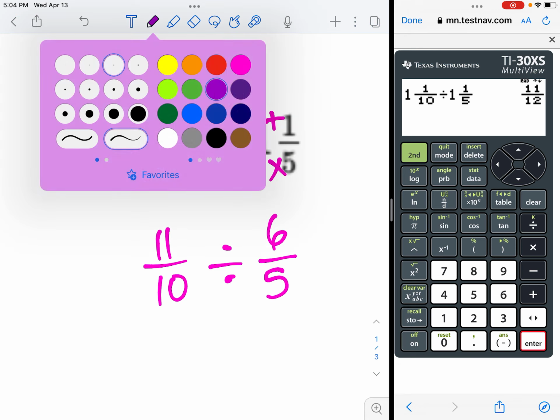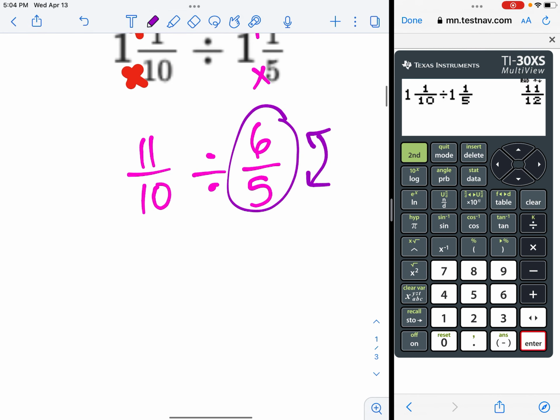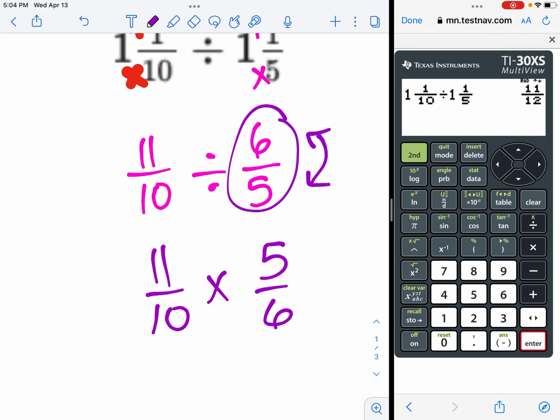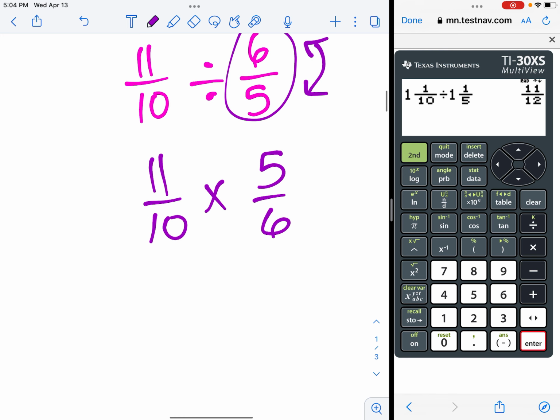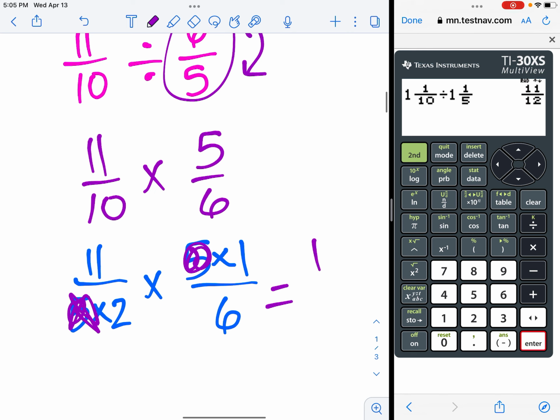If I want to divide, look on the right side, find the reciprocal. Remember, reciprocal means just flip it over. There's 5/6 times 11/10, right? From here, I would look for common factors. I can see that it's 5 times 2 for 10, 5 times 1, 6 on the bottom. Cross out my 5s, multiply across, 11 on the top, 12 on the bottom. I get the same answer.